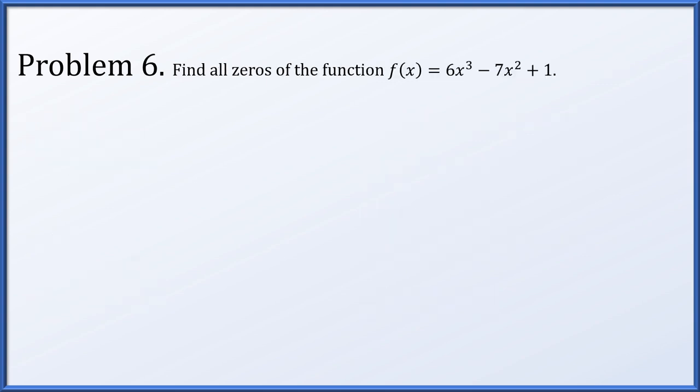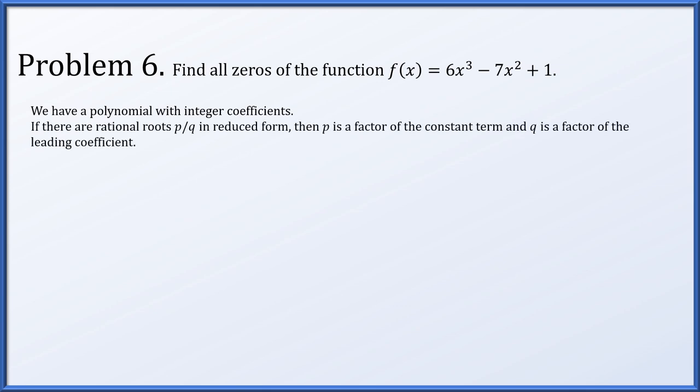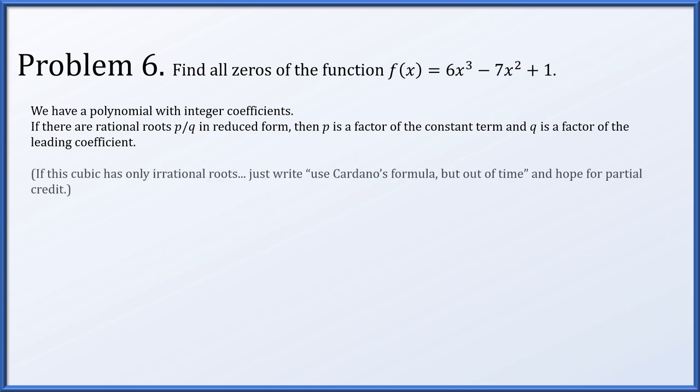For problem 6, we're asked to find all zeros of the function f of x equals 6x cubed minus 7x squared plus 1. Again, we have a polynomial whose coefficients are integers. We're going to use the rational roots theorem. If p over q is a rational number, two integers in reduced form with no shared factors, then the numerator p must be a factor of the constant term and the denominator q must be a factor of the leading coefficient. Our constant term is 1 and our leading coefficient is 6.